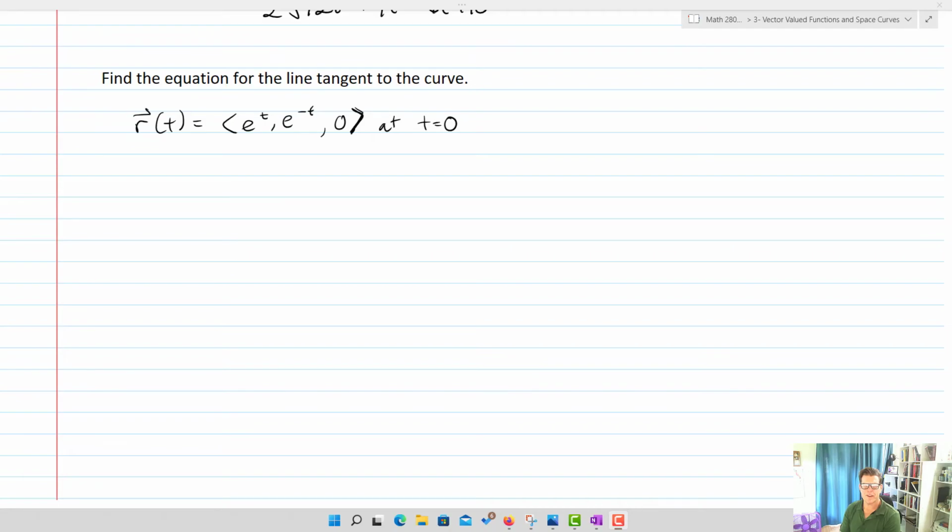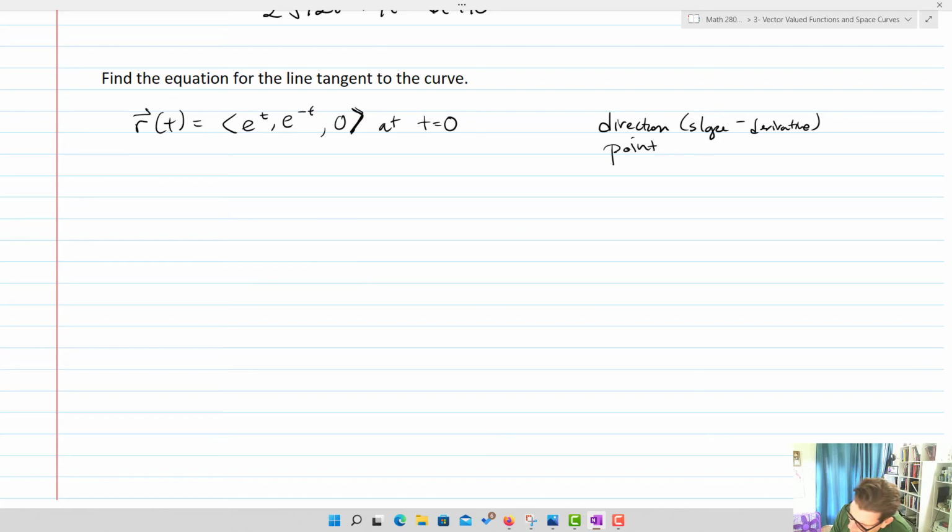All right, so let's say, for example, we want to find the equation of the line tangent to the curve, r of t equals e to the t, e to the negative t, 0, at t equals 0. So if you remember, in order to figure out the equation of the tangent line, what do we need? Okay, we need a direction, which is our slope. And how do we find that? That's the derivative. And we need a point.